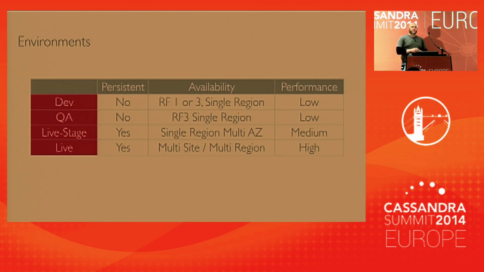And as you're designing those, think about, well, is this persistent? Can I run this on AWS or whatever and throw it away? What sort of availability does this need? So for dev, it might only need RF1. Obviously at live, we might be RF3, and we might be RF3 with multiple regions and all sorts of things like that. And what sort of performance do I need?